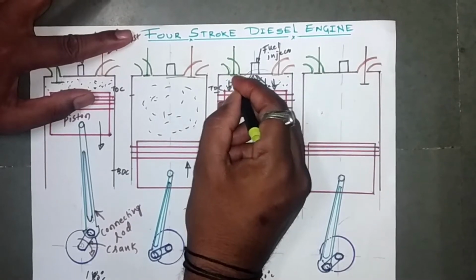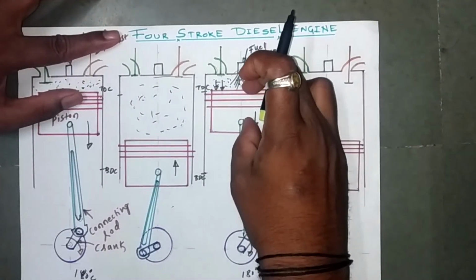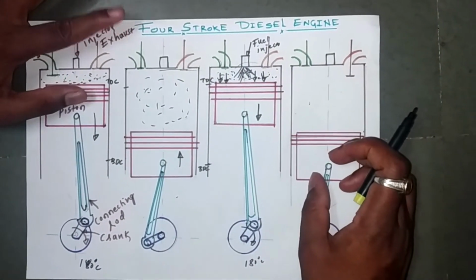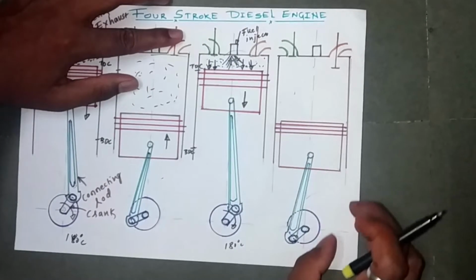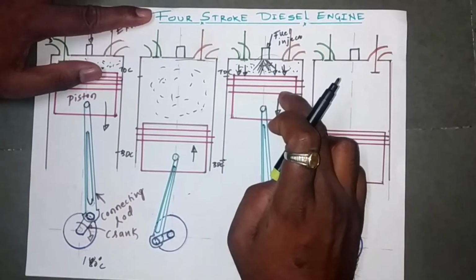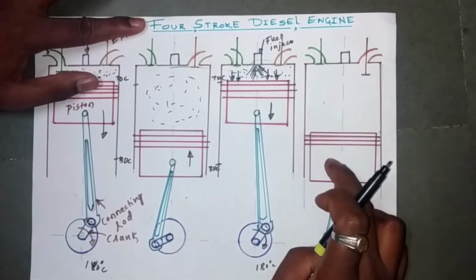Here also both valves will be closed, and your piston will reach BDC. Now come to the last one, that is the exhaust stroke. So in this exhaust stroke, as I said, at the end of the power stroke your piston is at BDC.